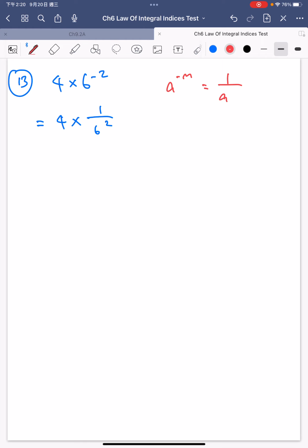Without using a calculator, find the values of the following expressions. Students who find algebra harder may find this easier, because it's actually just some numbers. So question 13, we have 4 times 6 to the power of negative 2. First of all, we can change our negative power into a positive power by using a to the power of negative n equal to 1 over a to the power of n. Then this is equal to 4 times 1 over 36.